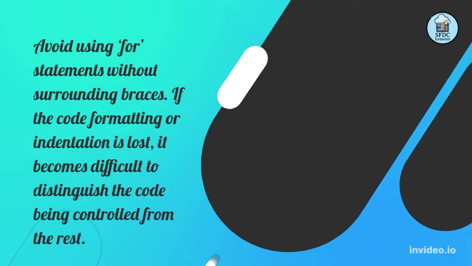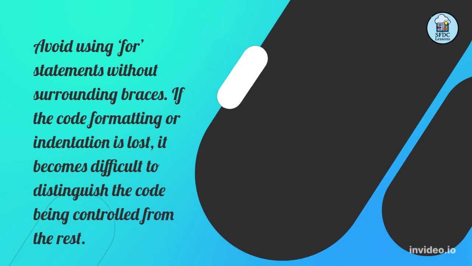Number 8. For loops must use braces. Avoid using for statements without surrounding braces. If the code formatting or indentation is lost, it becomes difficult to distinguish the code being controlled from the rest.